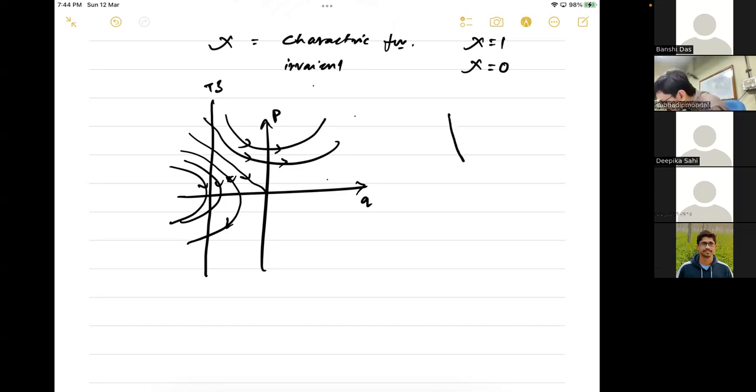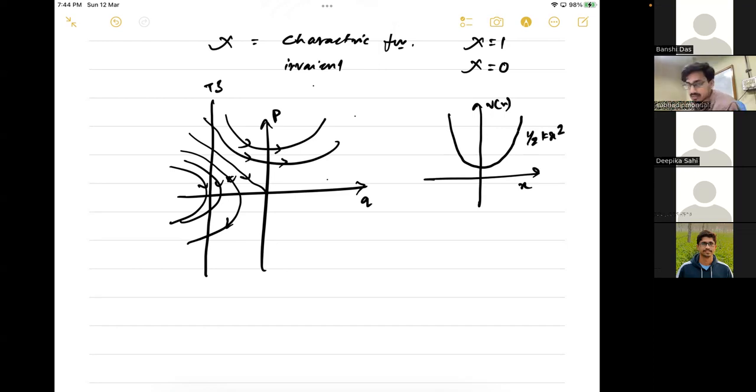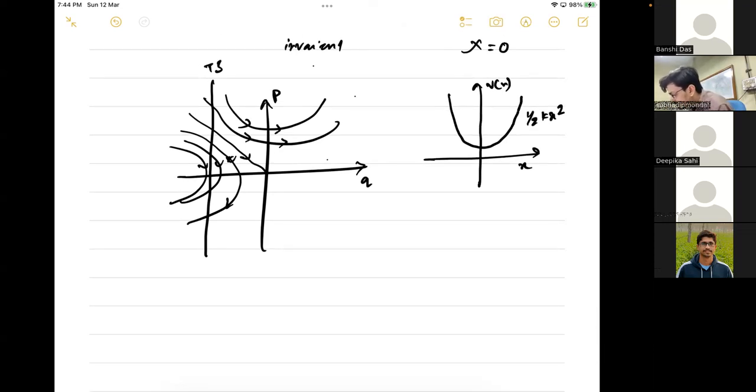Let's say for a harmonic oscillator, this is V(x) and this is x. So this is half k x squared, which is just the potential energy of the harmonic oscillator. You can draw the contour of the potential energy at different x values in the 1D case. But in the phase space, what does it look like?